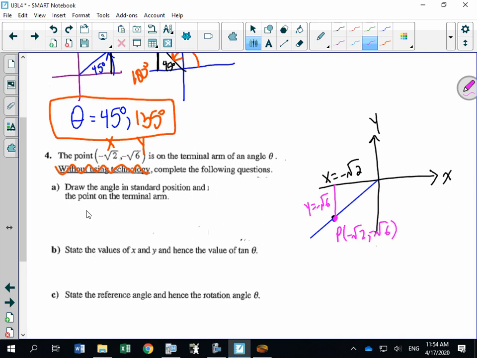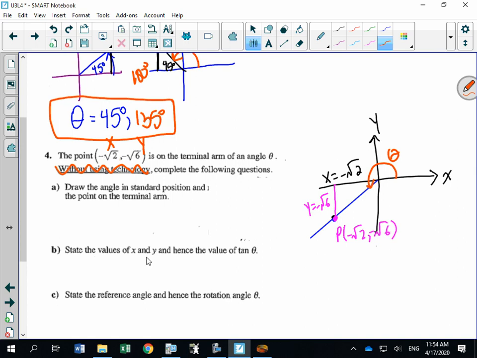A, draw the angle in standard position. Okay, so I have to show that. So from 0, it would go to my terminal arm. That is theta, and that's my angle in standard position. They're probably going to ask me to calculate, well, what is that angle, right? I know it's going to be greater than 180, less than 270. So draw the angle in standard position and mark the point on the terminal arm. Done. This would be A.